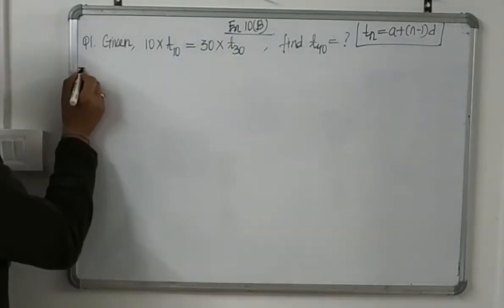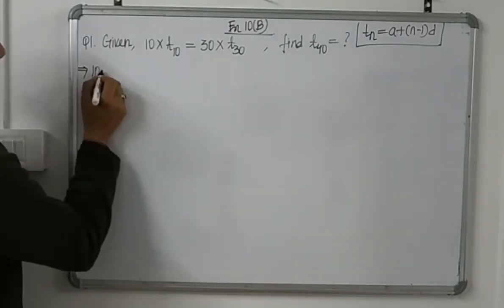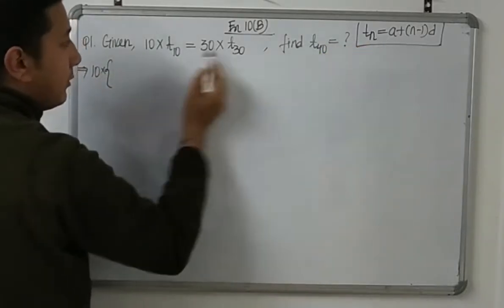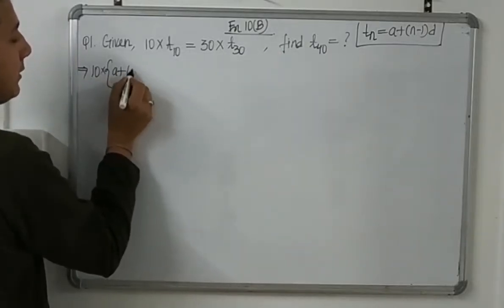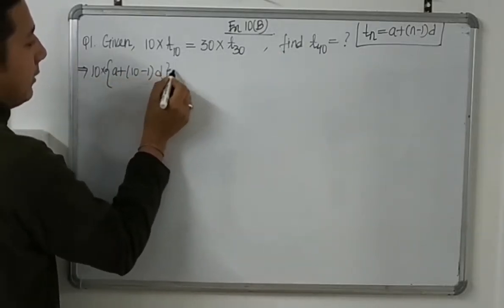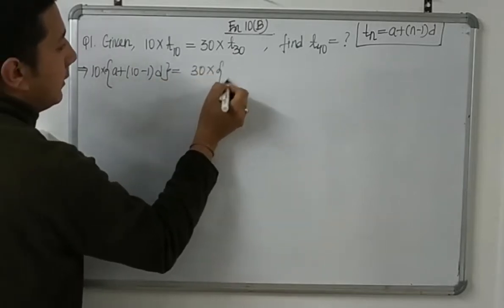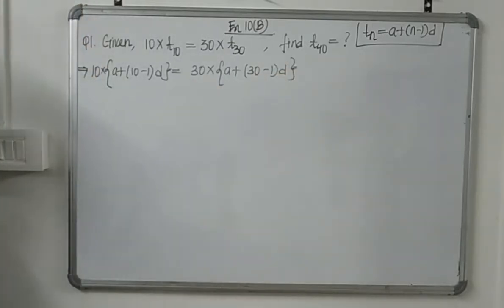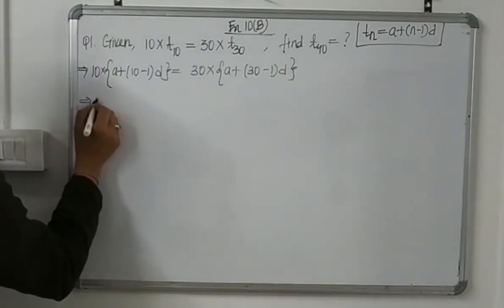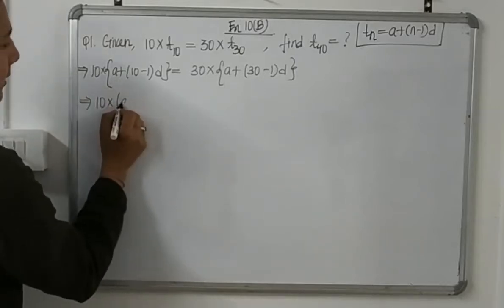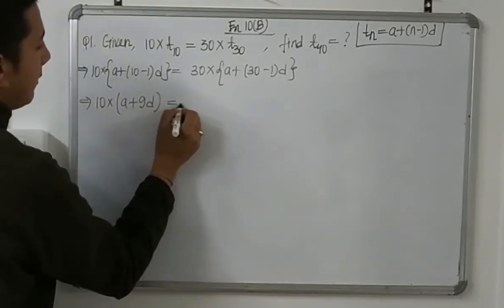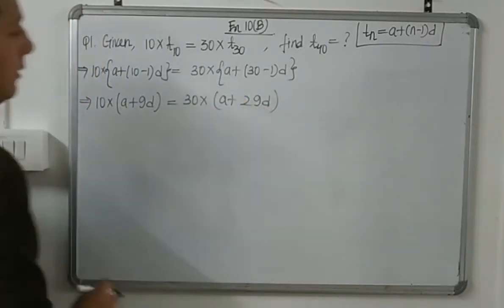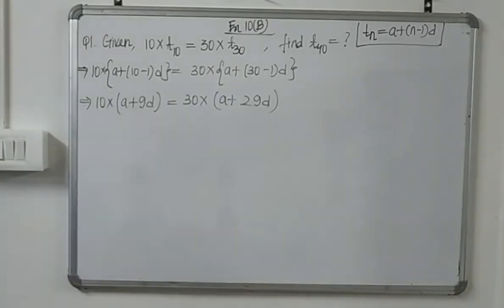So let's start. So this implies 10 T10, use the formula. Tn is this. So T10 will be a plus 10 minus 1 into d, which is equal to 30 into a plus 30 minus 1 into d. Alright? So therefore, this will give you 10 into, within the bracket, a plus 9d, equals 30 into, within the bracket, a plus 29d. So I want you to simplify it quickly. Pause the video, note it down.